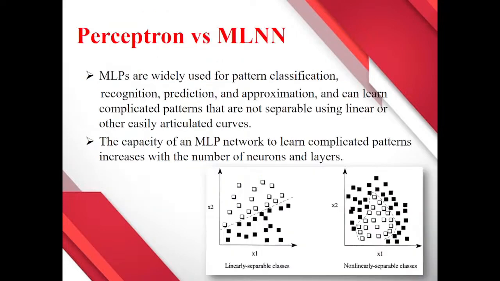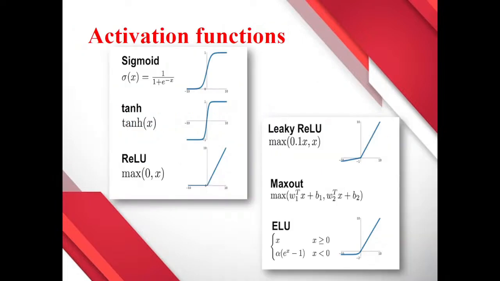This is the difference between the perceptron neural network and the multi-layer neural network. The first one has linearly separable classes, so it can be done using a perceptron. Direct segregation can be done, and it is the easy one. But when there is a nonlinear system, we use a multi-layer neural network, and the second diagram shows that segregation.